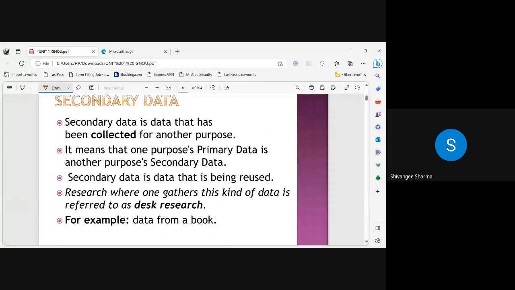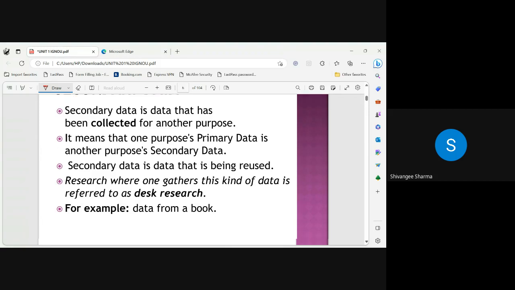Secondary data is the data that has been collected for another purpose, which means it has already been collected for some other research. Every collected primary data becomes secondary data for the second research, right? So if the data is already collected, already published, already used, it is there in the books, it is there on the sites, then that is secondary data.